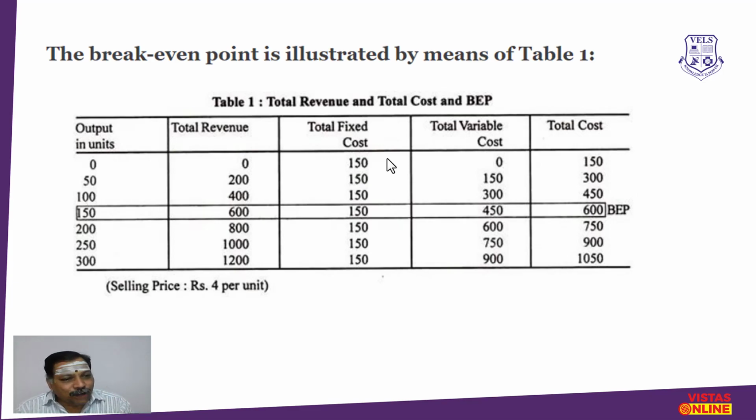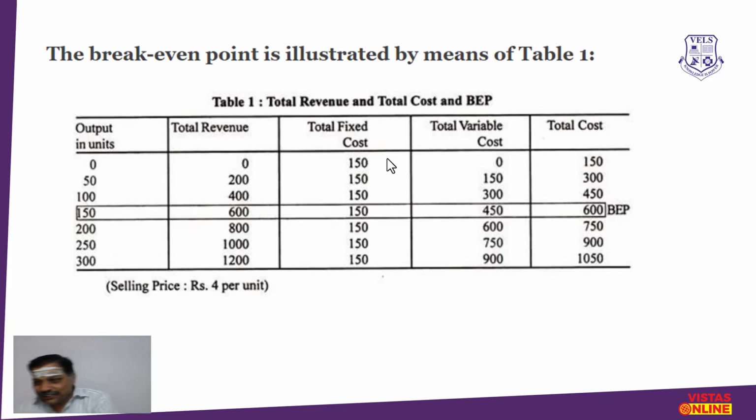In the first column, output in units. In the second column, the total revenue earned. The third column is fixed cost, and the fourth is variable cost. When we add these two, we get the total cost. As the output increases from 0 to 50, 50 to 100, 100 to 150, likewise it is increasing up to 300. What is the total revenue earned? The price of the product is 4 rupees. So when you produce 50 products, 50 into 4, 200. Likewise, it is increasing up to 1200.